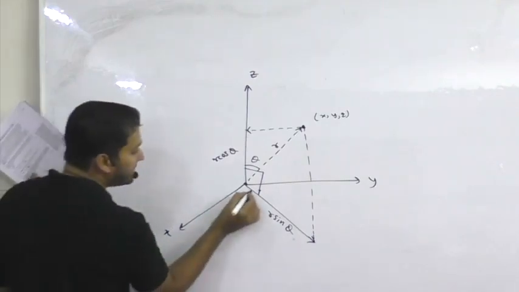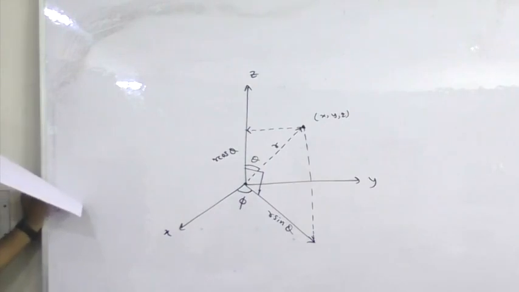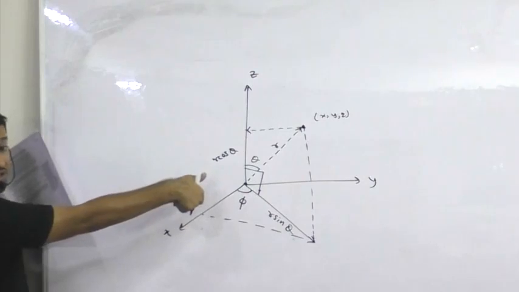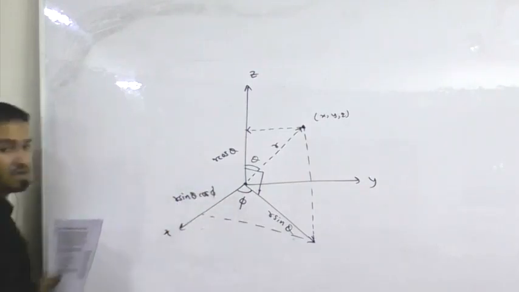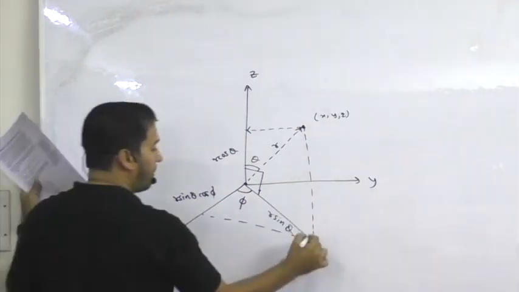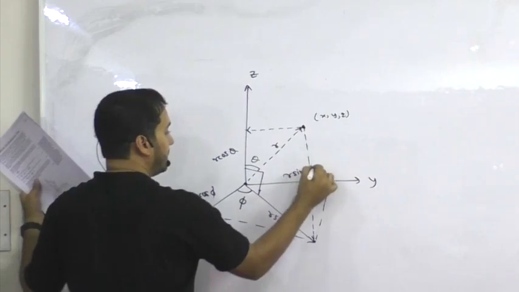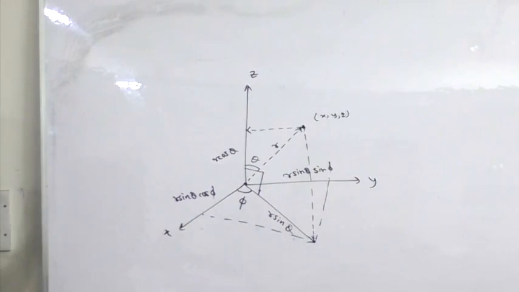This component, let's say, makes an angle phi with the x-axis, right? So how much will be the x component then? R sin theta cos phi. And what will be the component along the y-axis? R sin theta sin phi. That's what we've done, right?